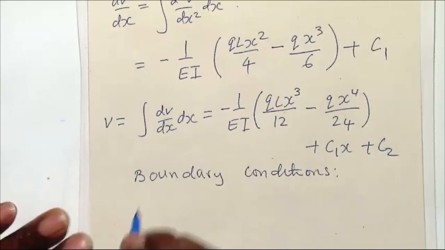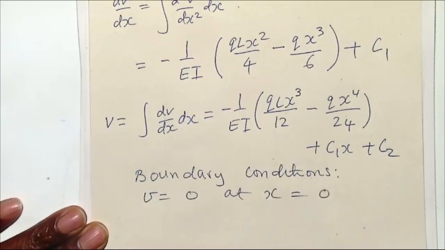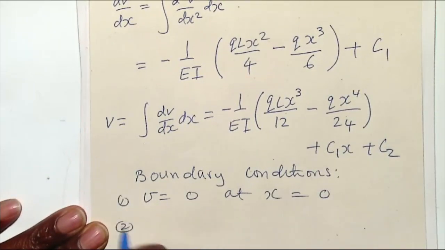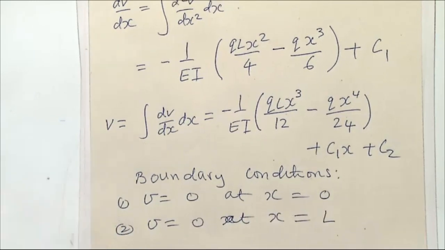I will say V equals 0 at X equals 0. That is the first one. Number 2, I'll say V equals 0 at X equals L. And we use those two in what we have here to find what C1 is and what C2 is.